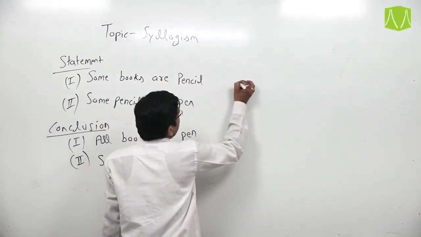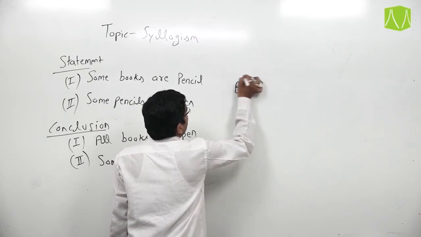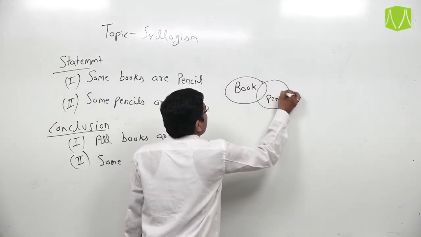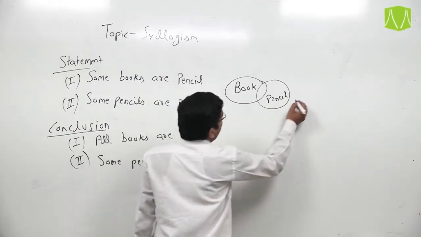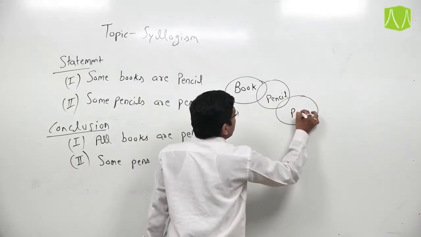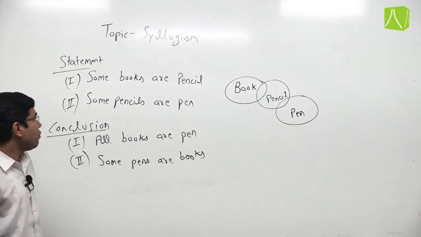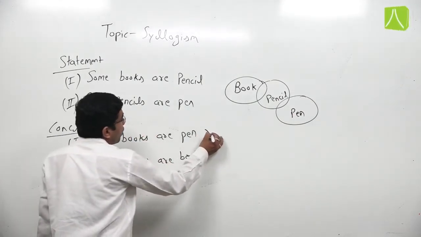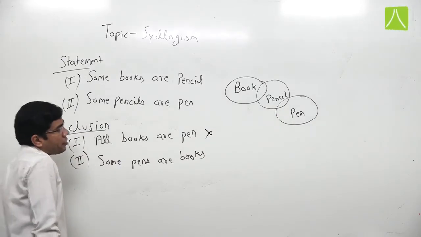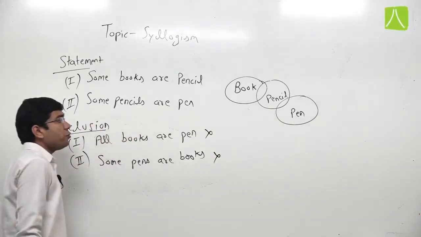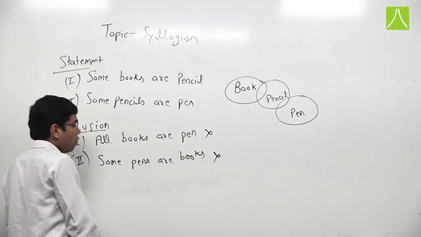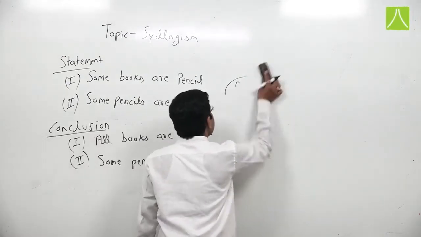Now first draw the diagram. Some books are pencils. And some pencils are pens. It is the diagram for these statements. Now conclusion, all books are pens is not correct. Some pens are books is also not correct. So both the conclusions are wrong. Our answer should be none follow. Now take the next example.